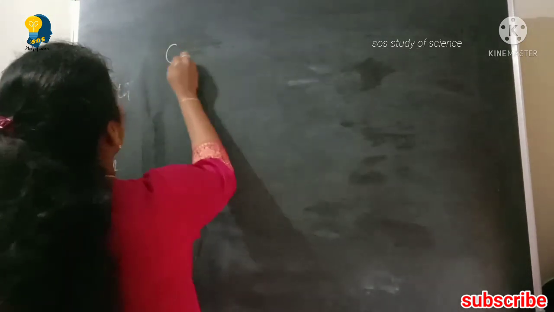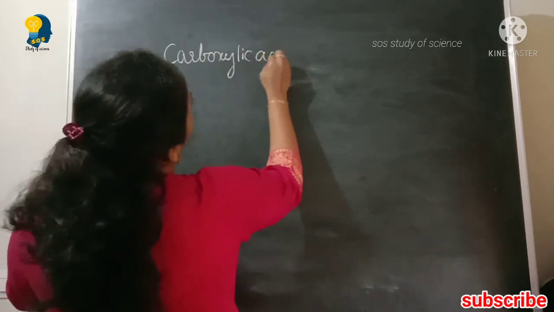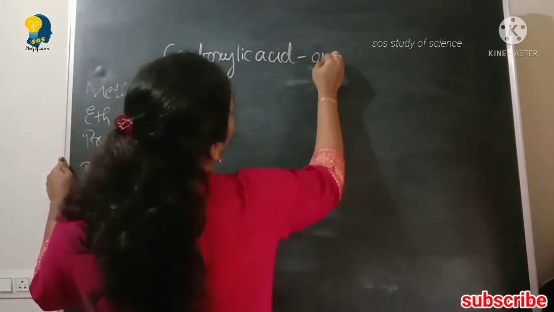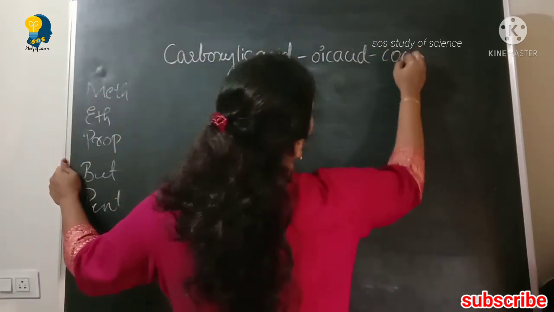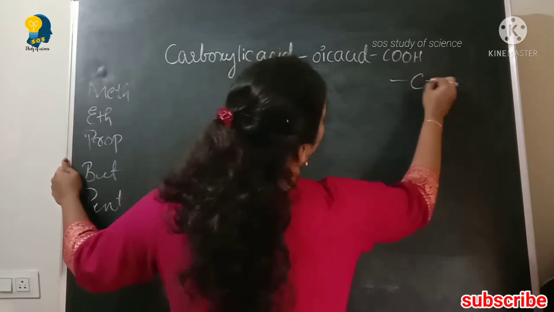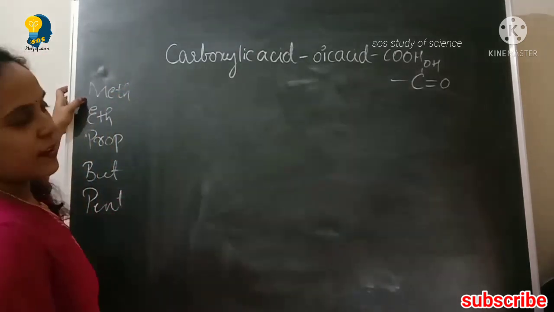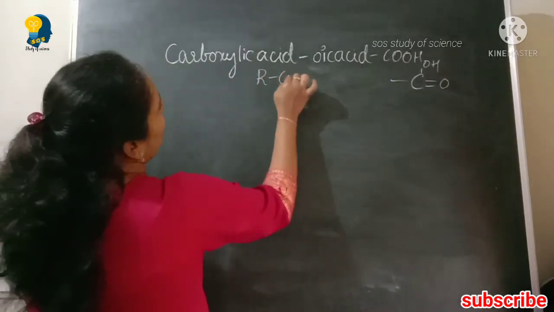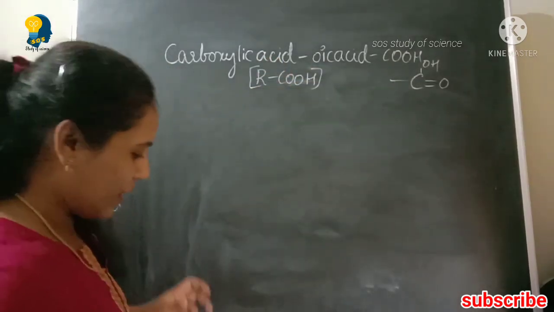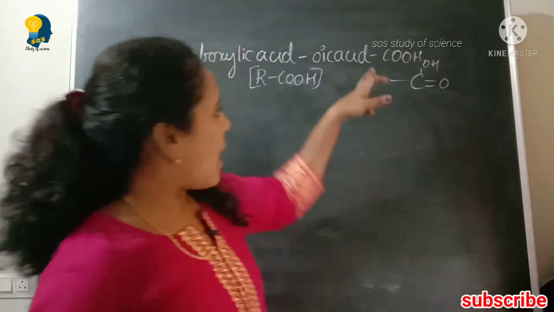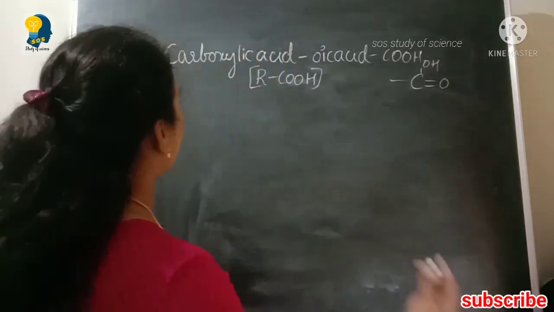Now let me teach you the next functional group, that is the carboxylic acid. In the name it is denoted by oic acid, as I told you already. In the molecular formula it is COOH, and in the structural formula it is also COOH. The general formula is RCOOH. This R may be alkyl or may be hydrogen, because our functional group itself has the carbon.